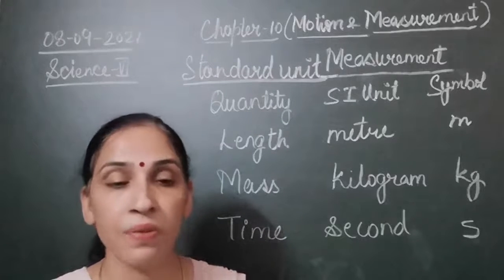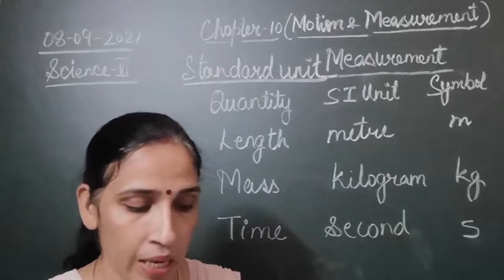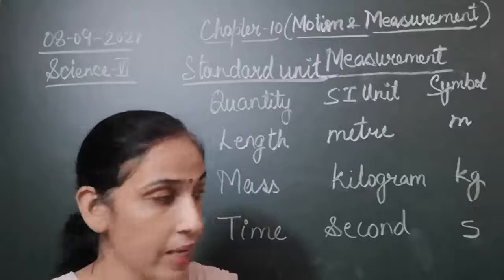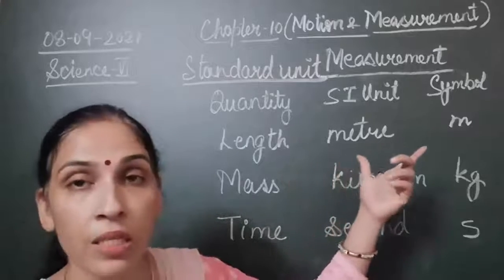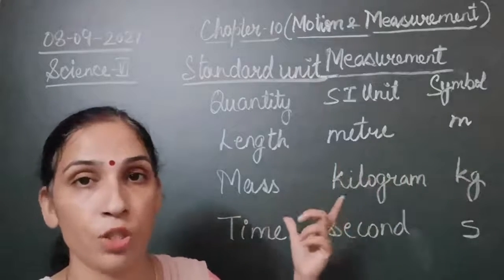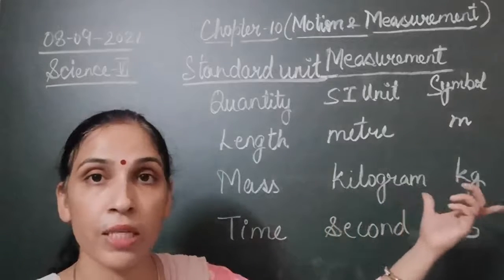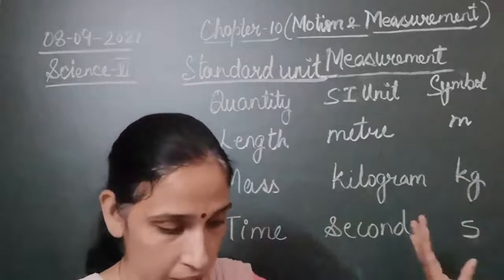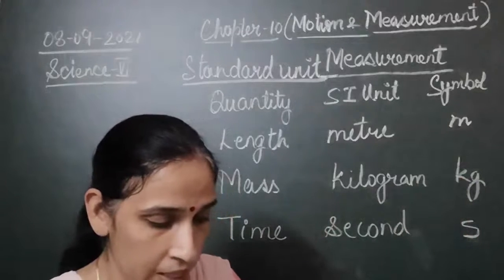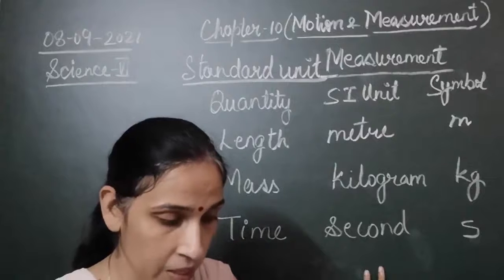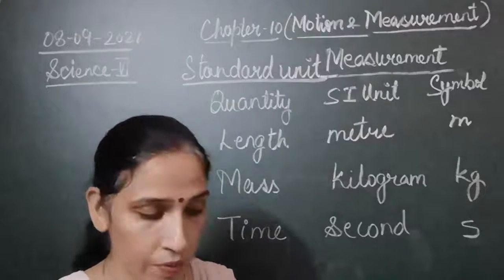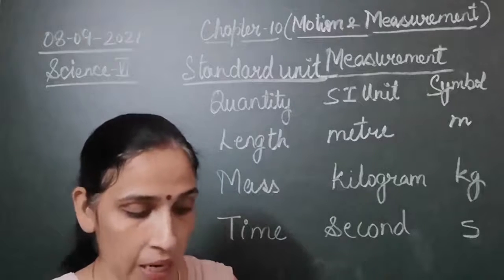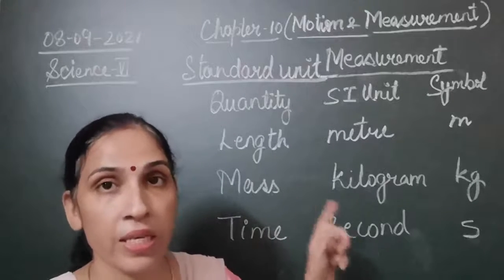For all scientific work, in this SI system the standard units of length, mass and time are: length is measured in meter, symbol m; mass is measured in kilogram, symbol kg; and time is measured in second, and the symbol is s. That is your SI system. Other systems which we will also be using are FPS, foot, pound, second, and the CGS system.